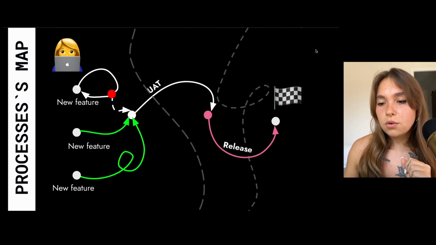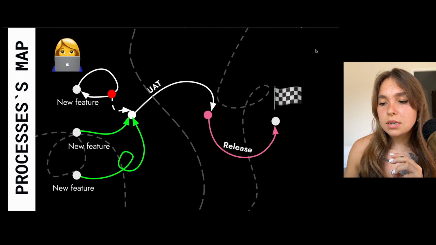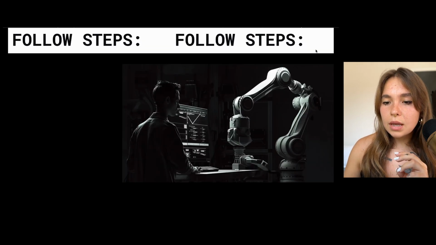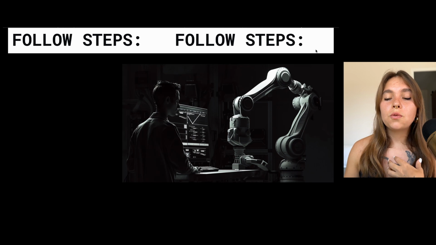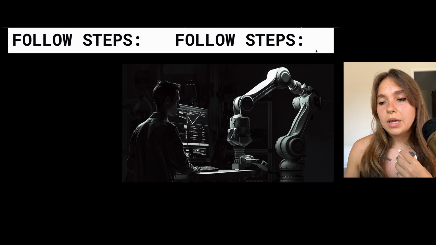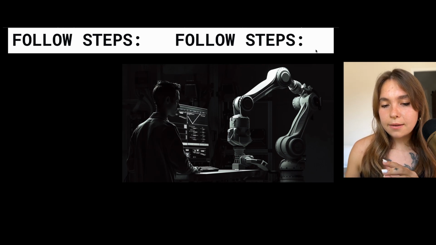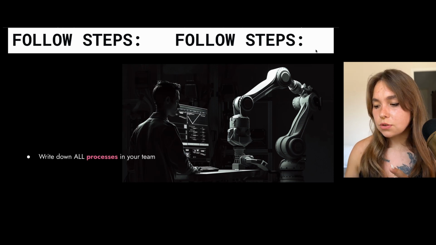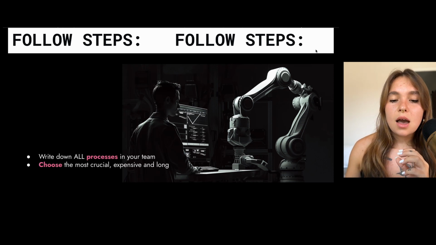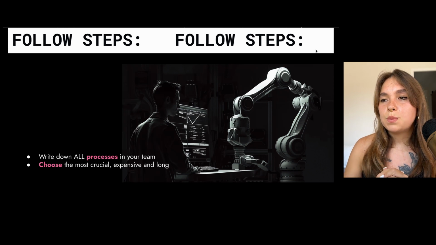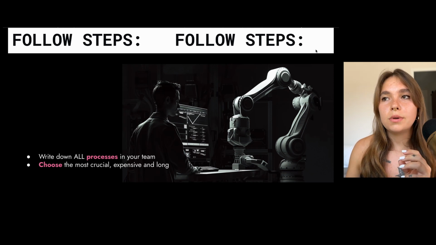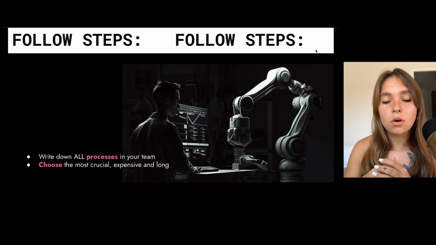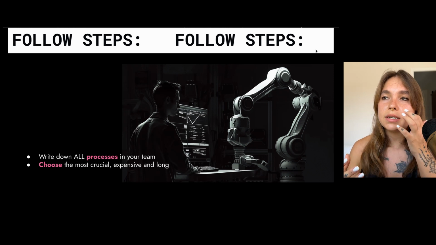So of course, we have a lot of different processes, and we should follow the steps below. As I said, write down all processes in your team, a really good exercise. After that, choose the most crucial, expensive, and long processes. Unfortunately, we normally don't have enough resources to cover all these processes, so we have to prioritize somehow.